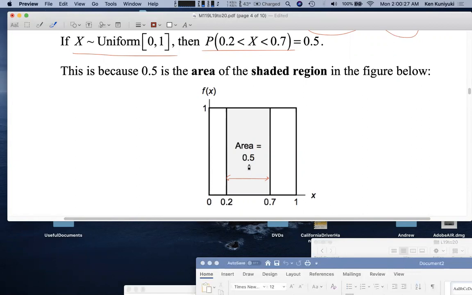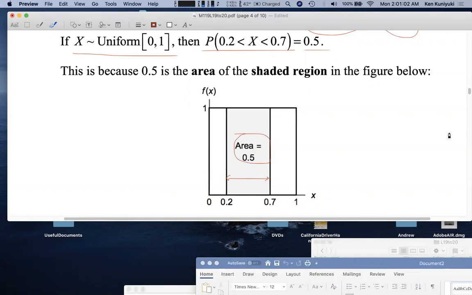So 0.5 is the width, 1 is the height. Area of a rectangle, like this gray shaded rectangle, is base times height. 0.5 times 1 is 0.5. That's the area of this gray shaded rectangle. Therefore, that's the probability that we're looking for. The probability that X is between 0.2 and 0.7, if it's generated like so, is 0.5. So in other words, this gray shaded rectangle makes up 1/2 of this square.